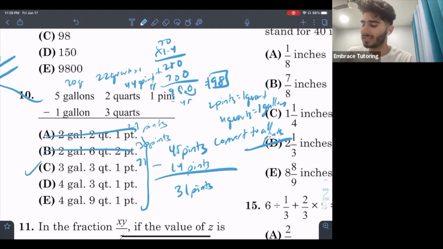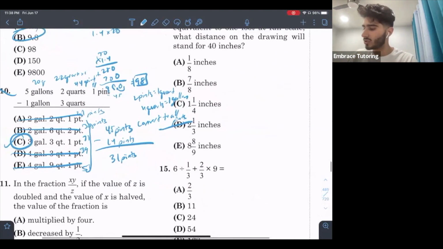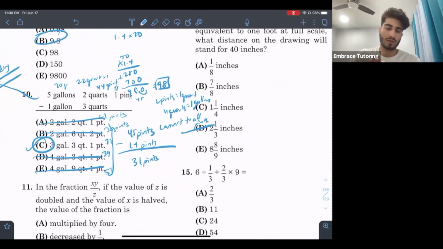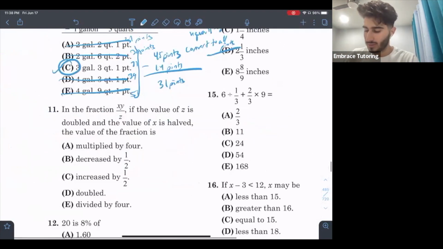Well, let's check the other ones. 4 times 4, 16, 19, 38, 39. Not it. 4 times 4, 16, 25, 50, 51. Not it. Is choice C. So that's one way of doing it, just making sure you convert everything to pints and make it one unit and solving it that way.